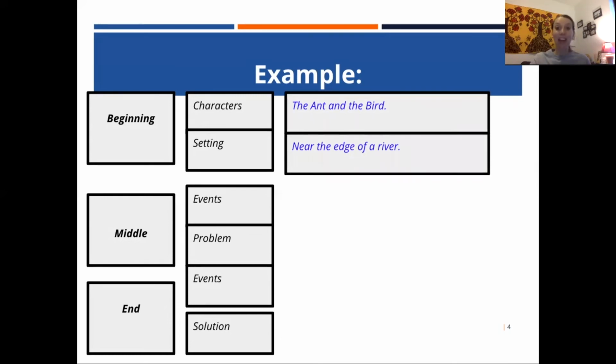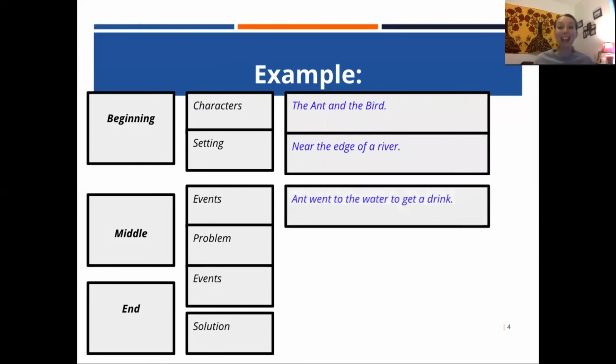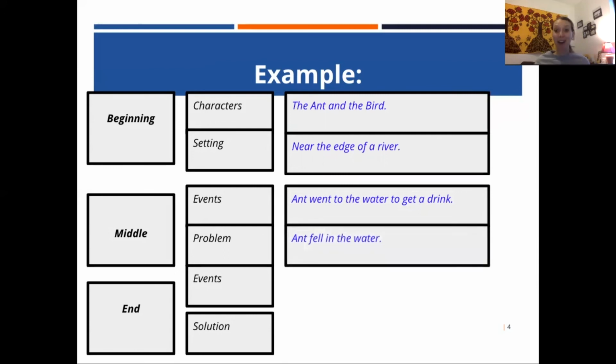And then we see the event that leads to the problem. The ant went to get a drink. And the problem is she fell into the water.